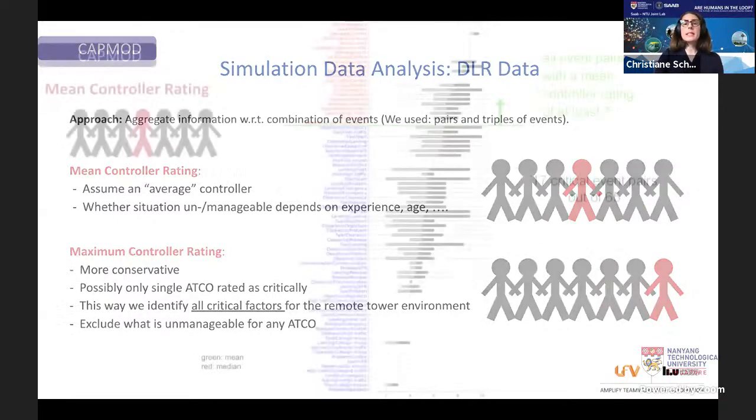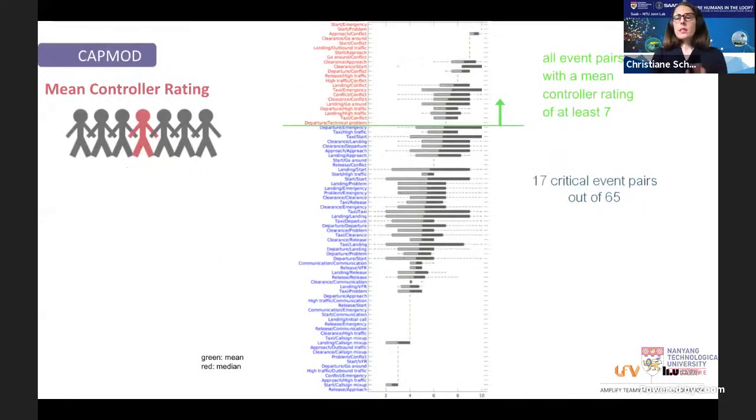So what are the results? We identified 65 event pairs, which are listed at the left-hand side of this chart. And for the mean controller rating, 17 of these event pairs were identified as critical. And so they are above this green line, everything that is in red.